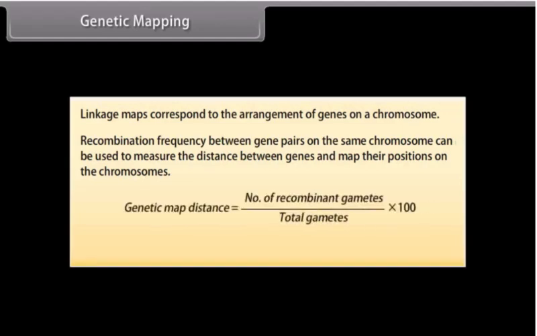Genetic map distance is equal to the number of recombinant gametes upon total gametes, into 100. Genetic map distance is measured in centimorgans.